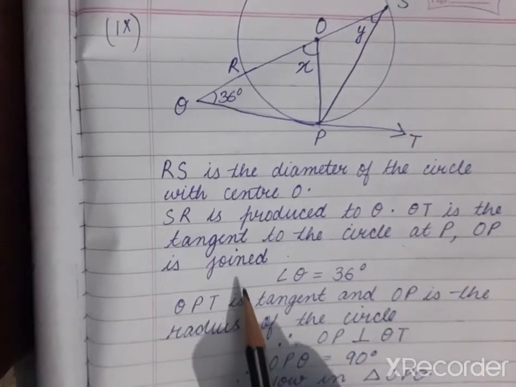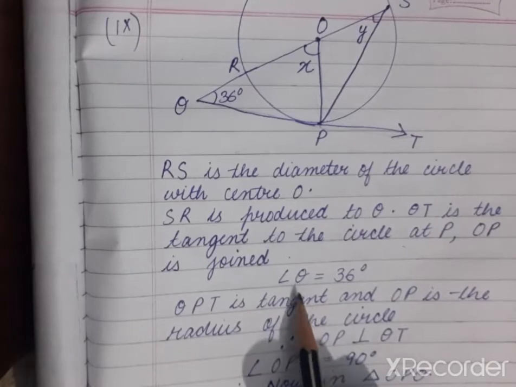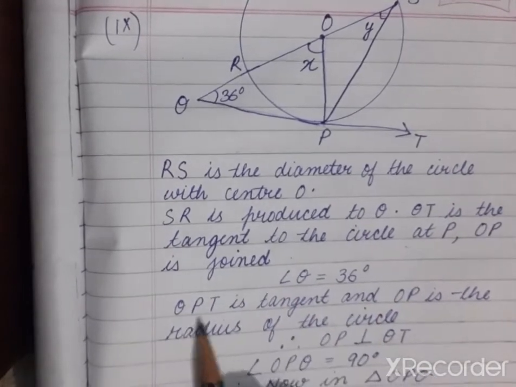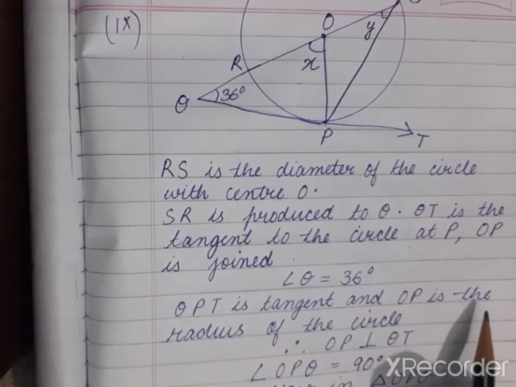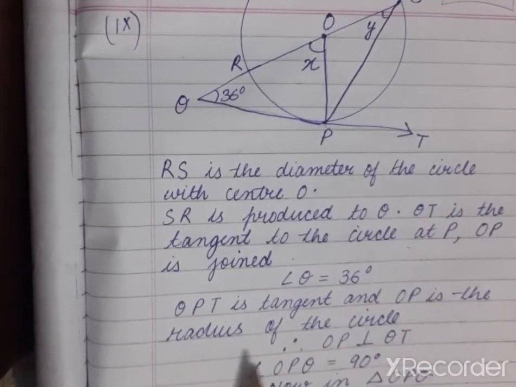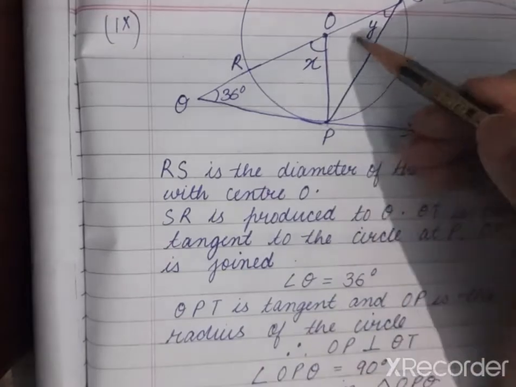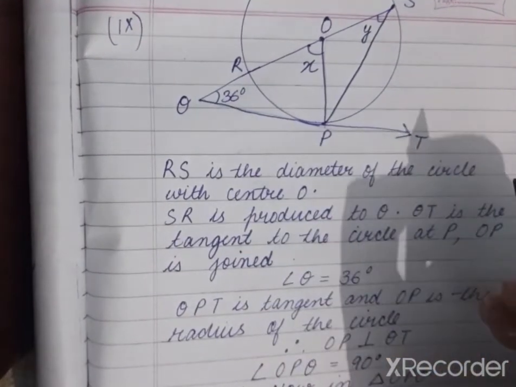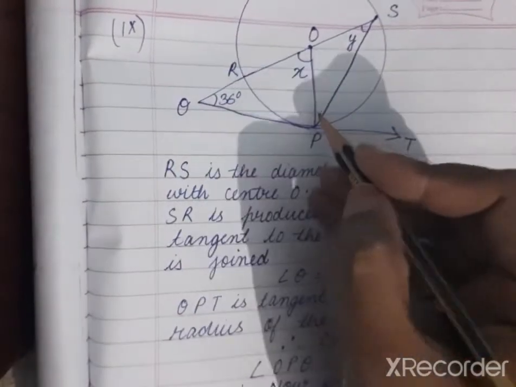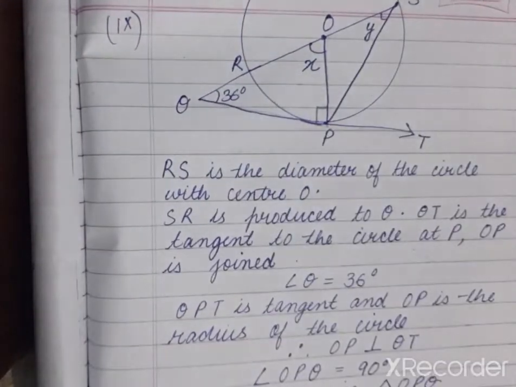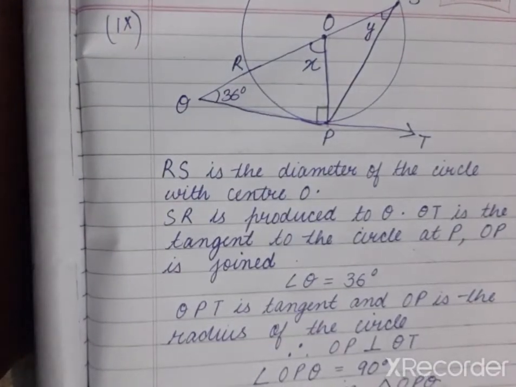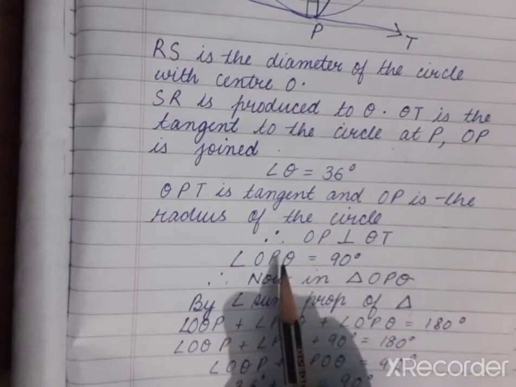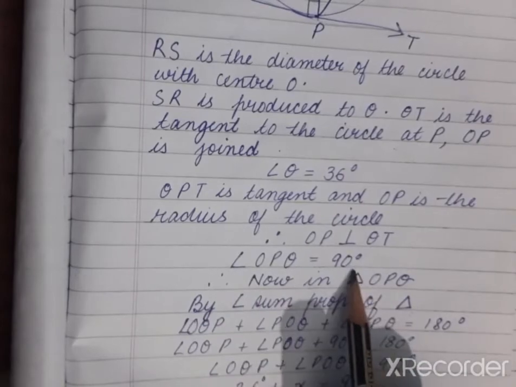OP is joined. Therefore, angle Q is given as 36. We can say that QPT is a tangent and OP is the radius of the circle. Now I have told you that OP is perpendicular to QT. Therefore, angle OPQ will be equal to 90 degrees because it is perpendicular. Therefore, we have written OP is perpendicular to QT, so angle OPQ will be 90 degrees.